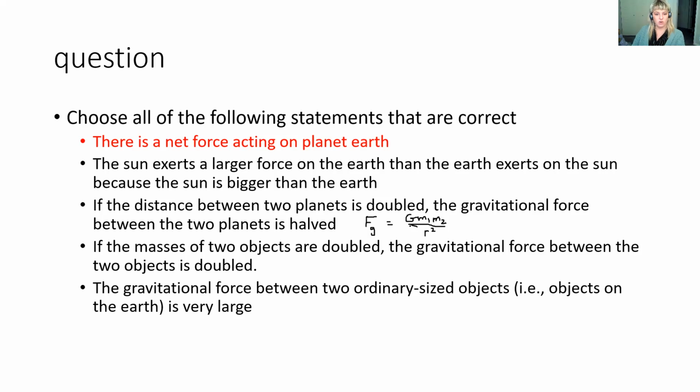If the masses of the two objects are doubled, the gravitational force between the two objects is doubled. Actually, that's also false. If the masses of them are both doubled, then it's going to be 4 times as large as the original. And lastly, the gravitational force between ordinary sized objects is actually very small, because this gravitational constant, capital G, is a really, really small number.